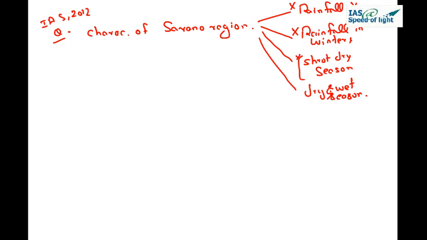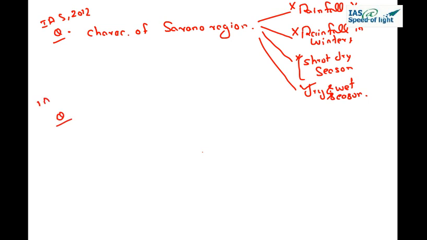Actually, savanna region we have studied, it is having a definite dry and wet season, so it is getting precipitation in the summers, and that precipitation also is quite less than the tropical monsoonal regions, and the dry season in winters. So the answer would be 4, and this is very easy. Let's see another question.